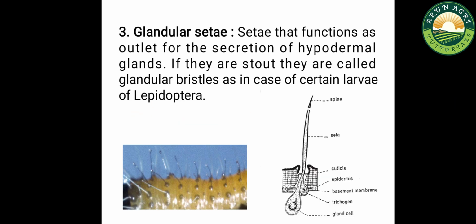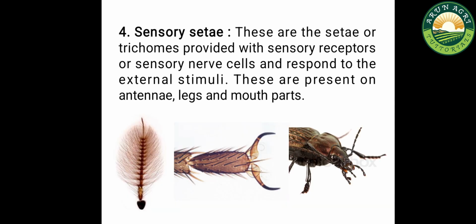Okay, next glandular setae. I think from childhood you are familiar with this one. In most of the caterpillars, the Lepidoptera, it is present. So setae that function as an outlet for the secretion of epidermal glands. If they are stout, they are called glandular bristles. In certain larvae of Lepidoptera, they produce poisonous secretions. Next, sensory setae. In the name itself, these setae or hairs have a sensory function. These are setae provided with sensory receptors or sensory nerve cells and respond to external stimuli. They are present on the antenna, legs and mouth parts.